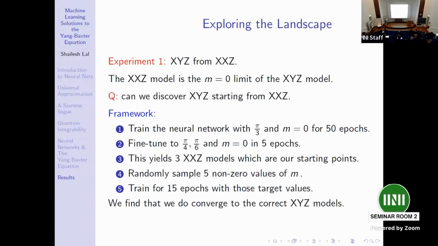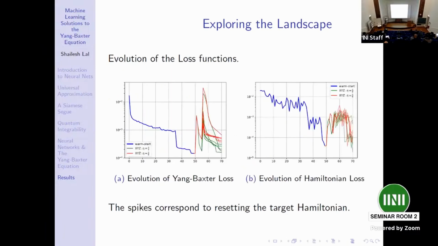But here's the framework. You train to XXZ for some number of epochs until you have a reasonable answer. Then, again for prettiness, we deform eta away. So we have 3 XXZ models at the end of the pre-training, which are our starting points. Then we randomly sample some non-zero values of m and train for a small number of epochs, and we do converge to the correct XXZ models.